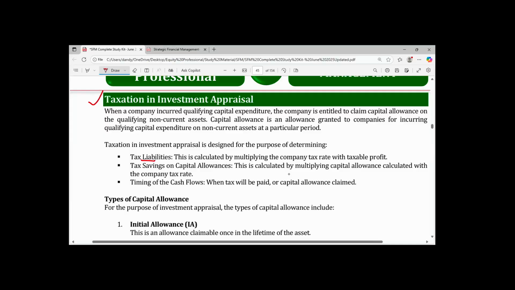Two, you also consider taxation in capital budgeting for the purpose of tax savings on capital allowance. Like I mentioned the other time, the essence of capital allowance is to reduce tax liability. Then the third reason for incorporating tax in investment appraisal is for the timing of the cash flow. You want to know when you are supposed to pay your tax liability, or when you are supposed to claim your capital allowance. That's the timing of the cash flow. Are you paying your tax liability in the current year that the profit is earned, or one year in arrears? So these are the major three reasons for incorporating tax in capital investments.